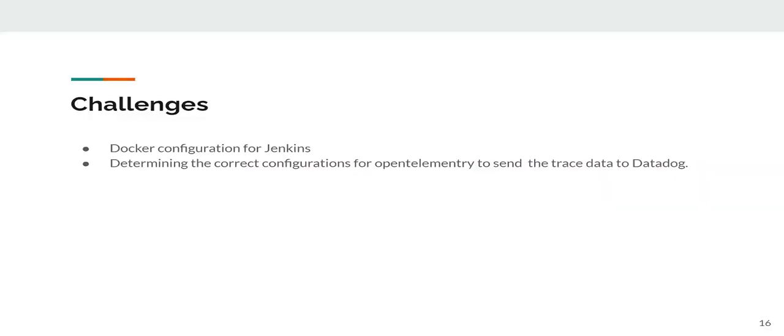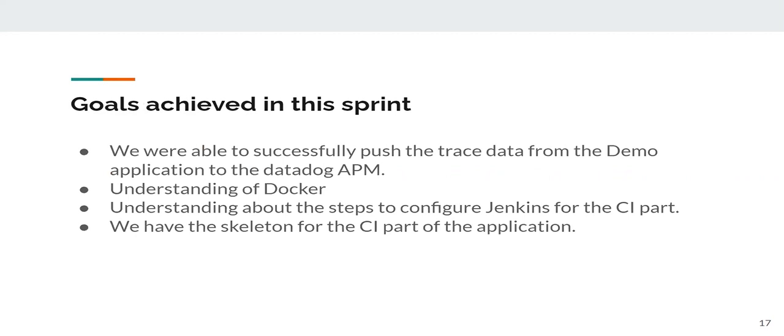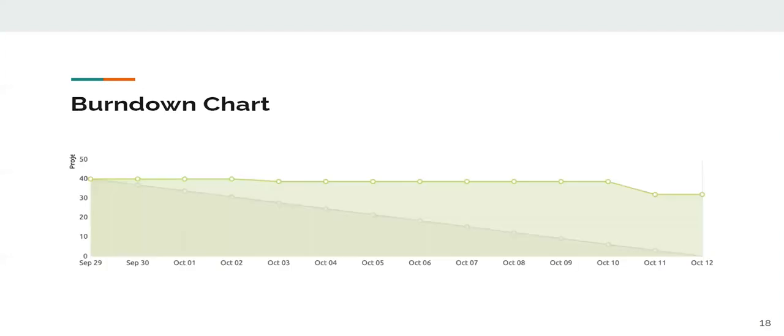The challenges that we are currently facing are Docker configuration for Jenkins, and determining the correct configuration for OpenTelemetry to send the trace data to Datadog. The goals that we achieved in this sprint are, we were successfully able to push the trace data from our demo application to the Datadog APM. We got a better understanding of Docker and Docker images. We also got a better understanding of the steps to configure Jenkins for the CI part. And we also have a skeleton ready for the CI part of the application.